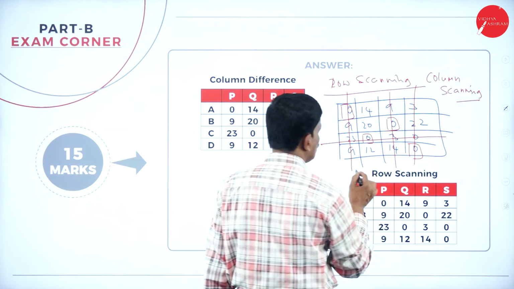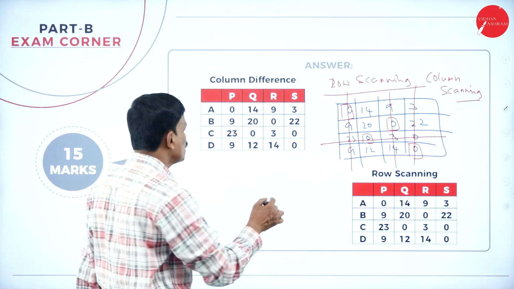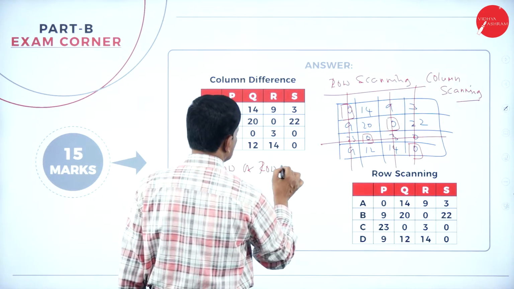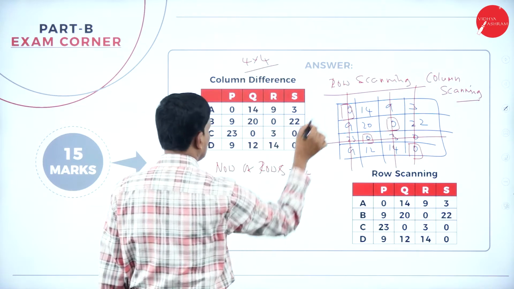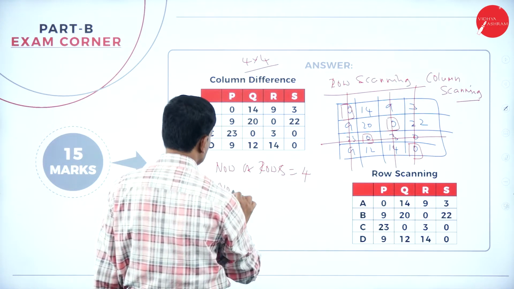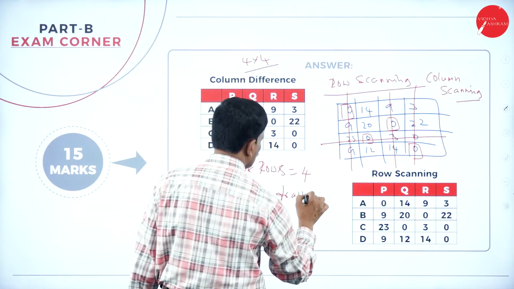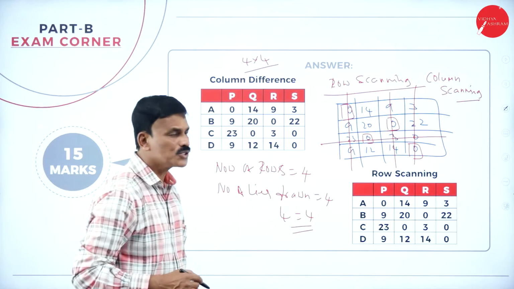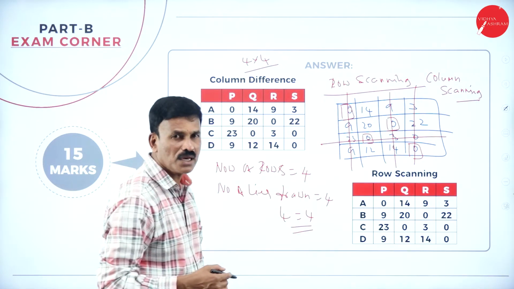See here, now the number of lines, this is the balanced one. Here it is balanced because the number of rows is equal to 4, it is a 4 cross 4 matrix, and the number of lines drawn is also equal to 4. That means 4 is equal to 4. This is the balanced one. So therefore this problem has reached the optimality.